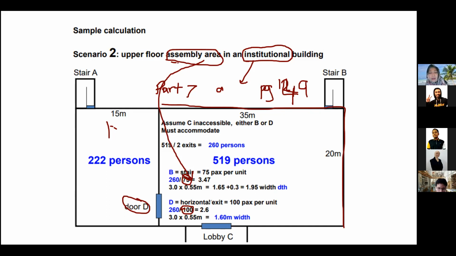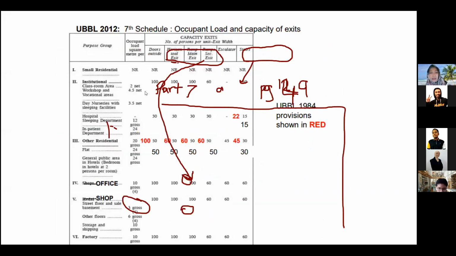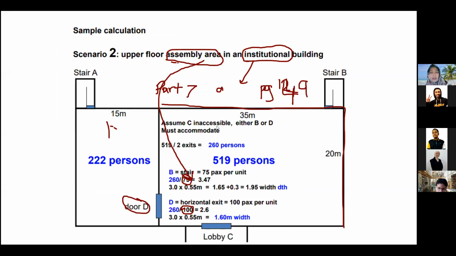While this is back to the normal horizontal exit, dia kata 100, exit horizontal total exit is 100. Tetapi when place of assembly is about 75 kat situ.